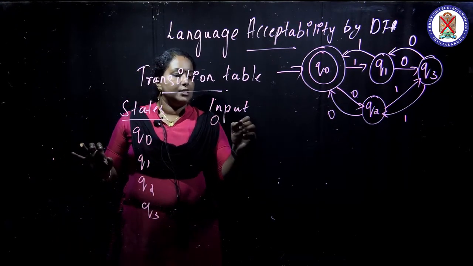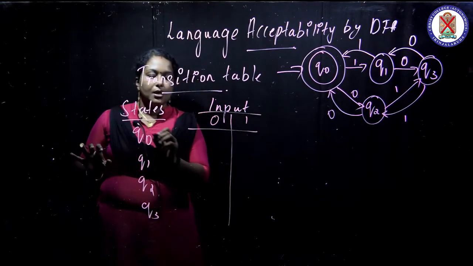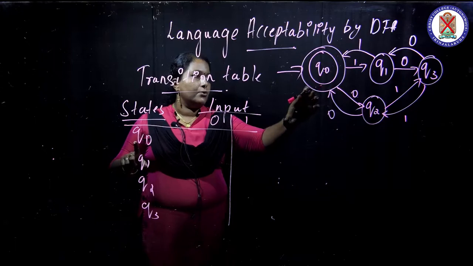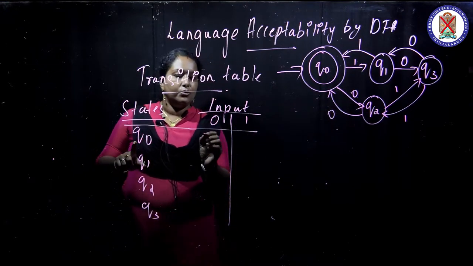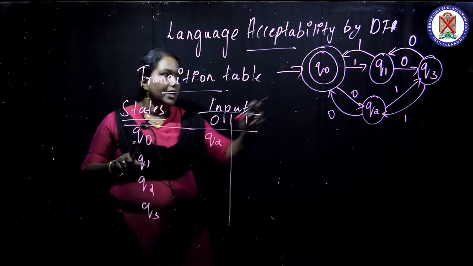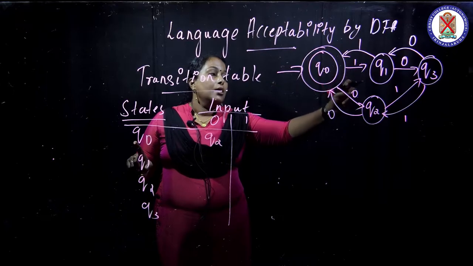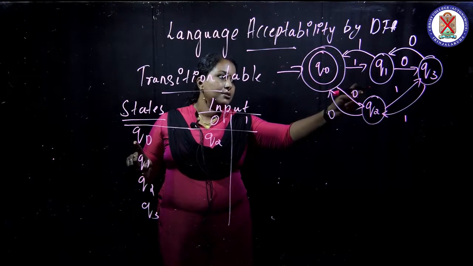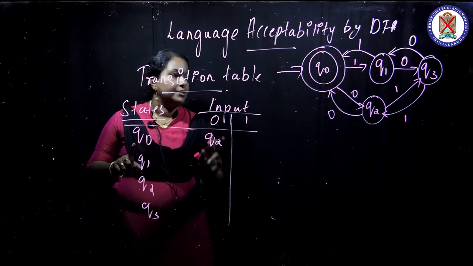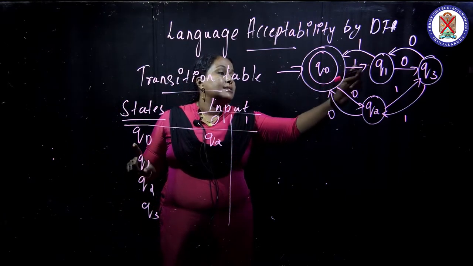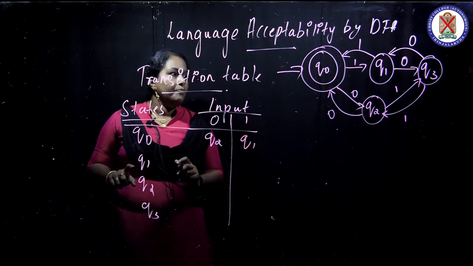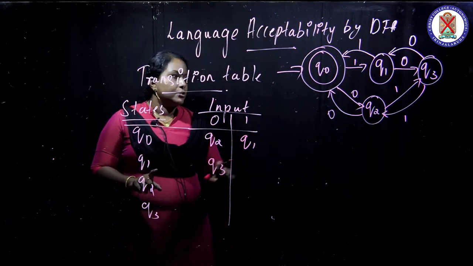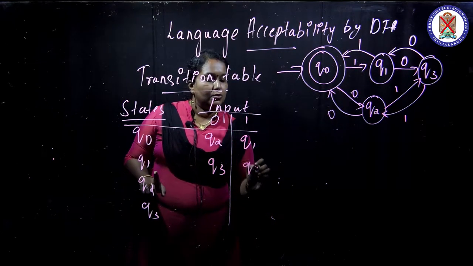In input, what do we have? 0 and 1. In this transition table, Q0 on accepting 0 goes to Q2, so we mark Q2 here. Then Q0 on accepting 1 goes to Q1. Next, Q1 on accepting 0 goes to Q3. Q1 on accepting 1 goes to Q0.